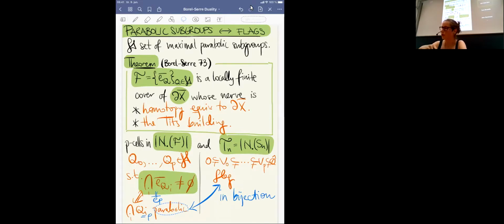So a parabolic subgroup is a stabilizer of a uniquely given flag. So this is why the TIPS building shows up. This is why the Steinberg model shows up. Then you need to think about the action of gamma on the parabolic subgroups and these flags, but this all works out nicely. Okay, so I hope this gives you, this is what I have on the Borel-Serre compactification.